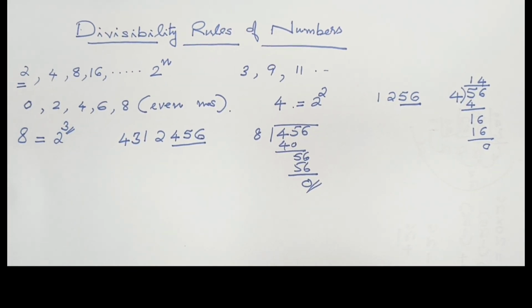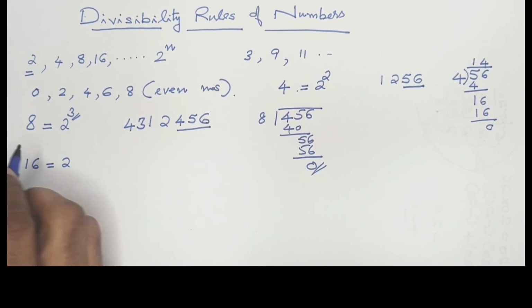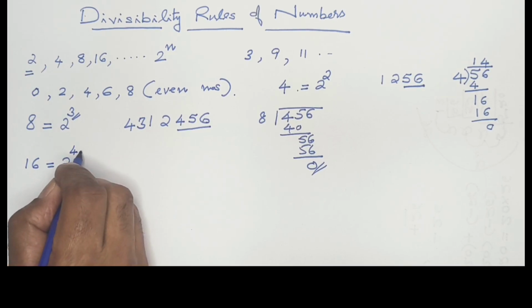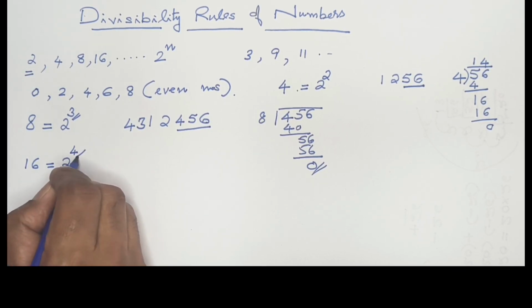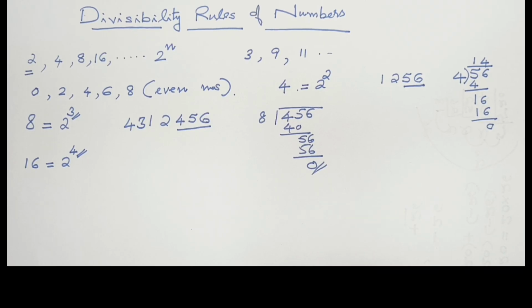Now let's extend to 16. You can easily conclude. See, look at this. 16 is 2 to the power of 4. So given a number, whatever be the number of digits, take the last 4 digits. If that part is divisible by 16, then the whole number is divisible by 16. Now let me work out a couple of problems to illustrate this point.